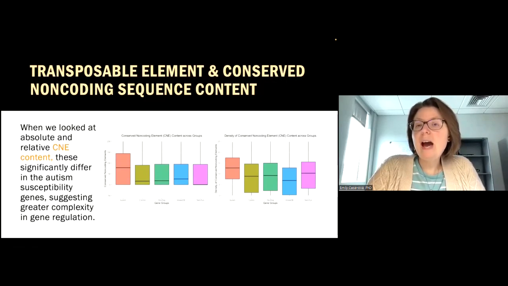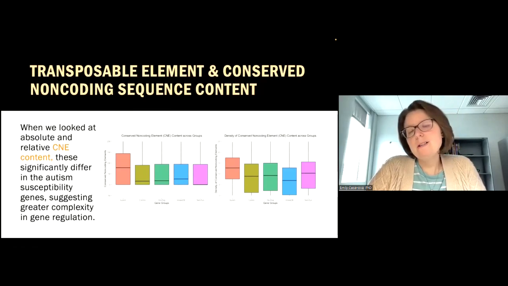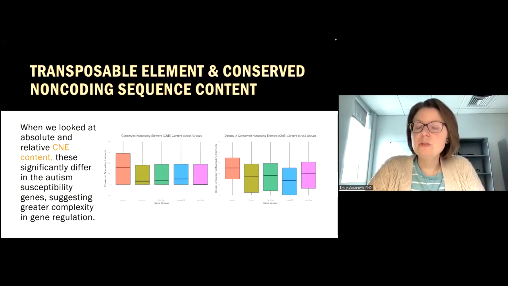First off, we look at the absolute number, the total content, and we see, as you would probably expect, because autism genes are really long, we've got a lot of conserved non-coding elements tucked inside those introns. Then we go ahead and do the same thing we did before with the transposable elements, and we normalize that by the overall size. And we find, lo and behold, they're still really significantly different. Even for density, there's a lot of conserved non-coding sequences tucked inside autism genes. Well, you may be asking, what does that even mean? Why is that even relevant?